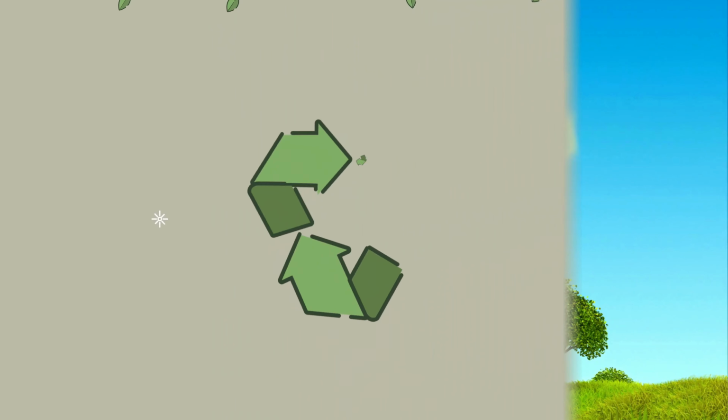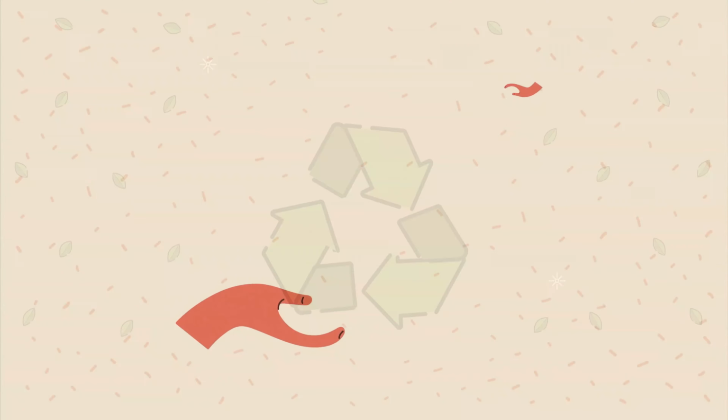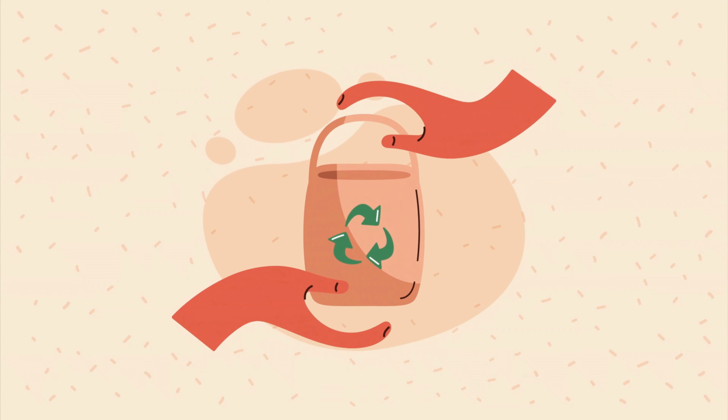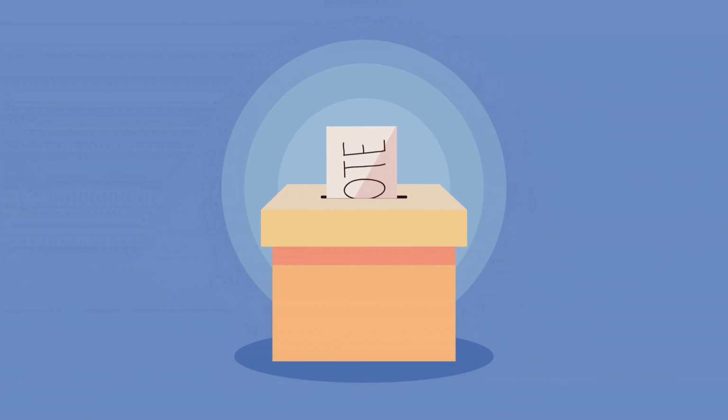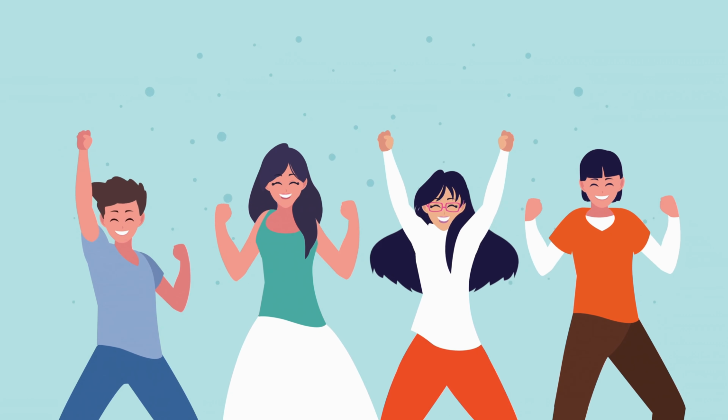The fifth thing we can do is support eco-friendly products and policies. Buy from brands that care about the environment and support policies that promote clean energy and conservation. Every purchase we make is like casting a vote for the kind of future we want, and when more people choose green, real change begins to happen.